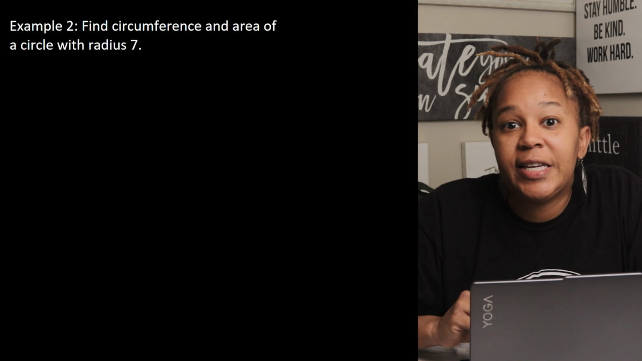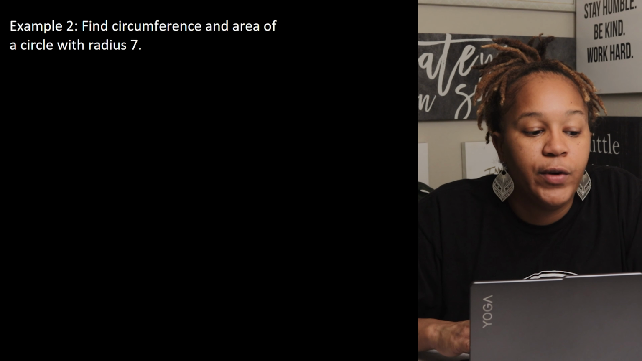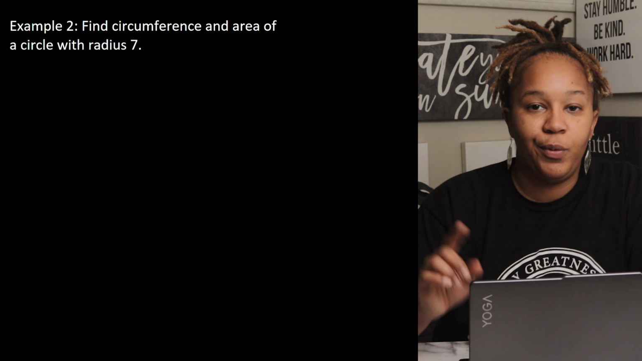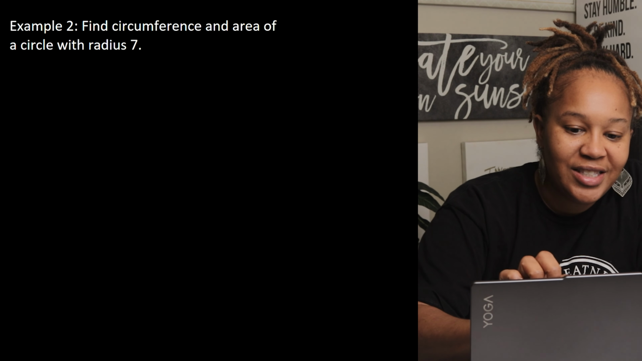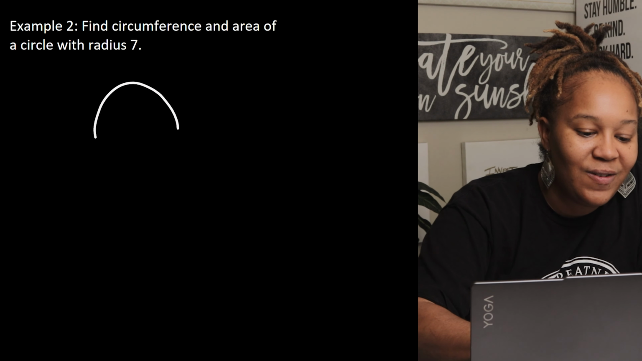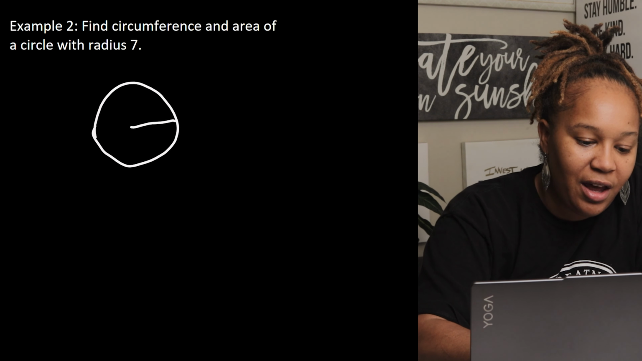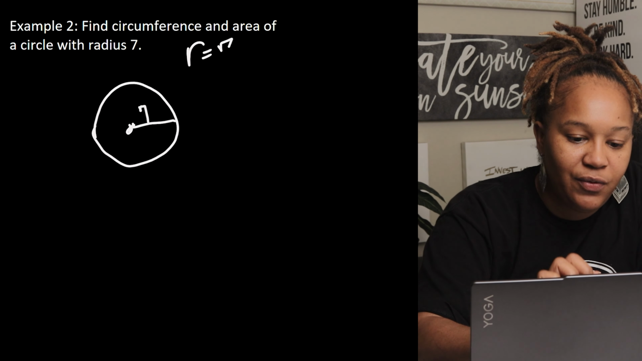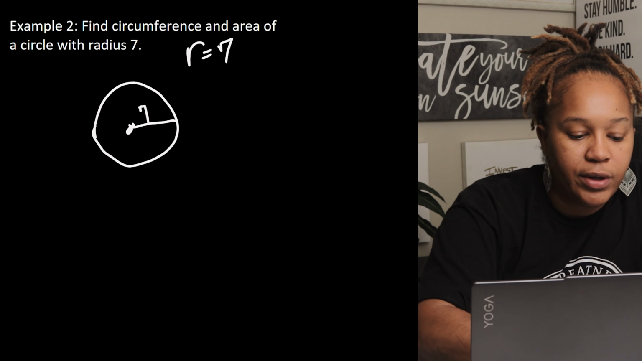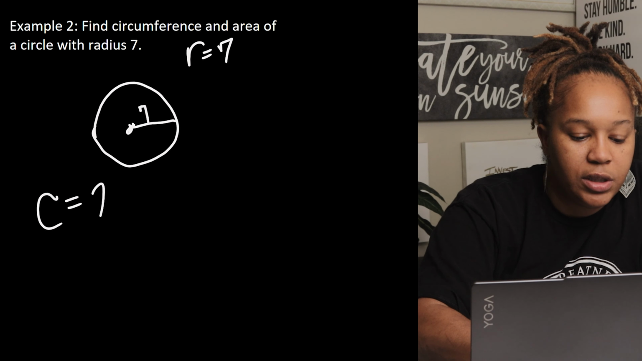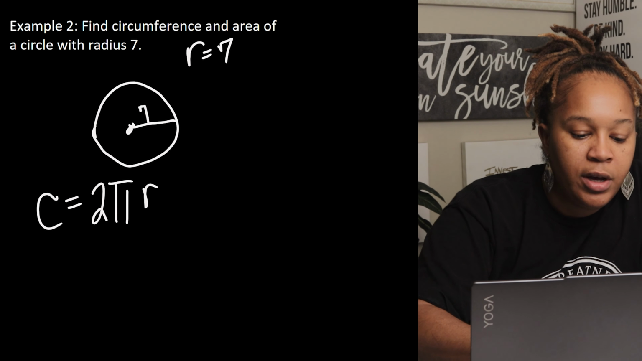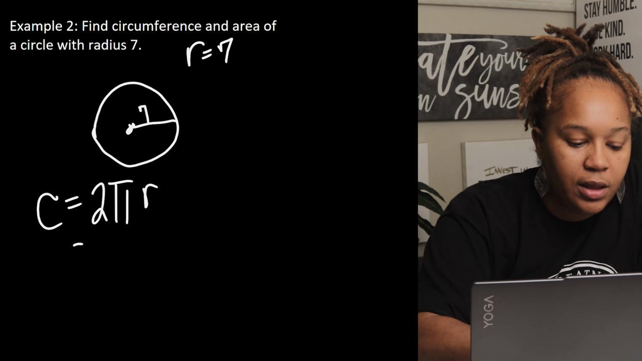All right, on the second example, we want to find the circumference and area of a circle with the radius 7. So I'm just going to sketch a circle. All right, it's a pretty good circle, and the radius is half of the diameter, and that measurement is 7. So my r is 7. Now, first of all, we want to find the circumference. So remember, the formula for circumference is 2 pi r. So all we would do is plug that in the calculator.